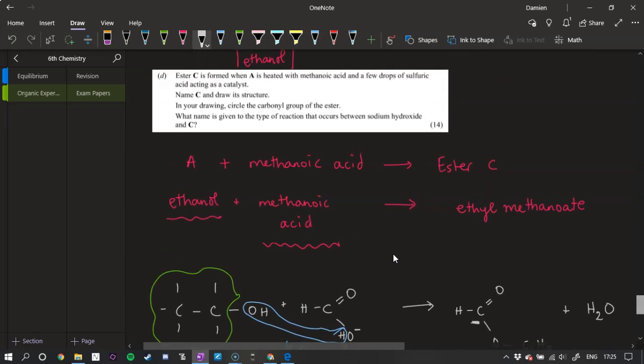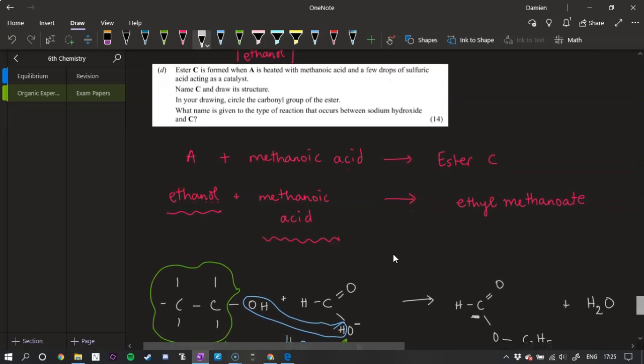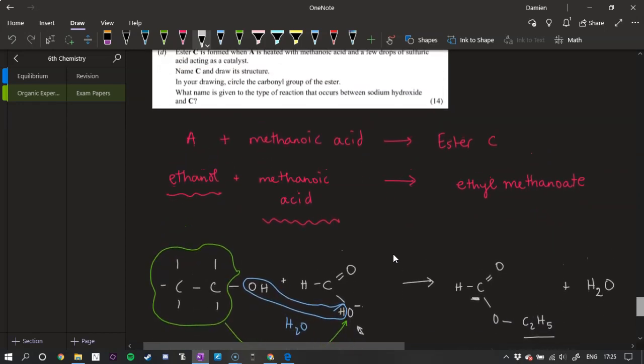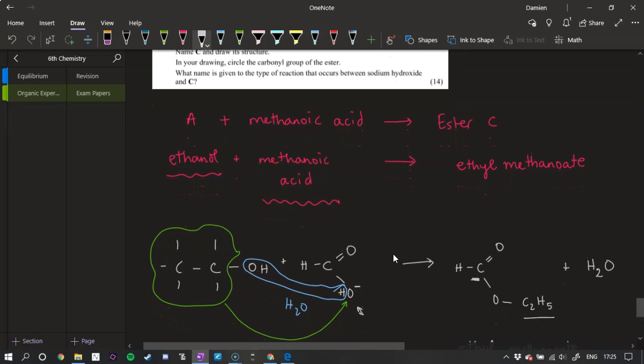So have we answered all the questions? It says no. It says name C and draw its structure. Okay, we've done that. And then in your drawing, circle the carbonyl group of the ester. That's pretty easy. Circling the carbonyl group of the ester is that bit there, and again, I would write in carbonyl. That's going to take you a couple of seconds.